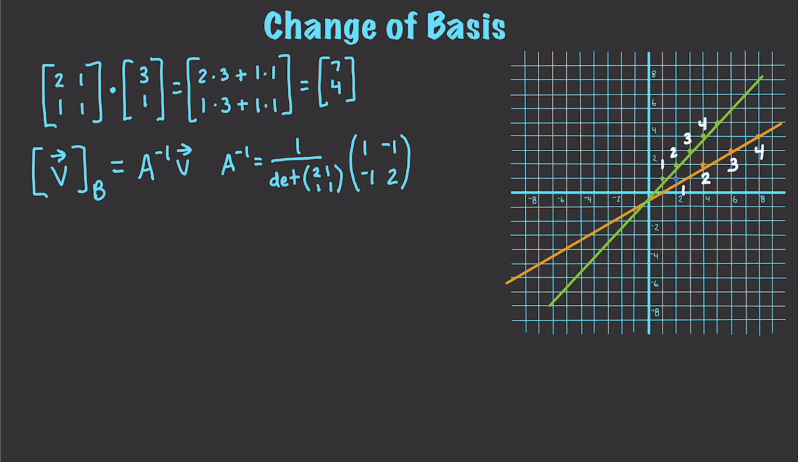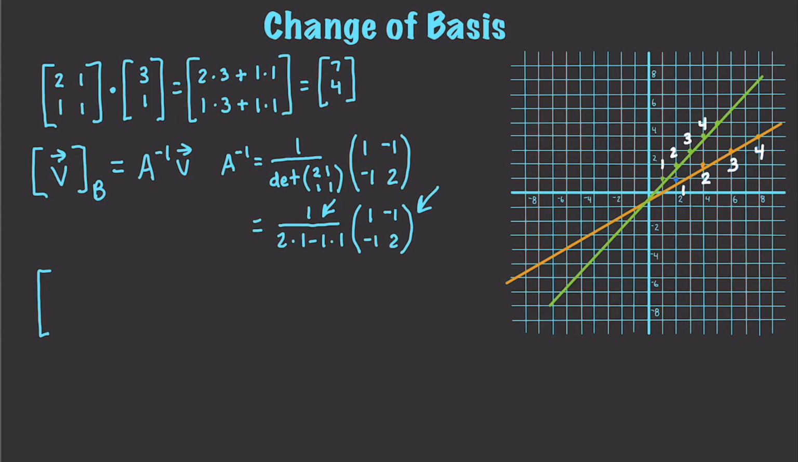And if we work this out, the determinant is 2 times 1 minus 1 times 1, and this actually ends up being equal to 1, which I think you can easily see there. And so this ends up being 1, negative 1, negative 1, and 2. So that means that this is our inverse. Since we're multiplying that times 1, there's no point in going through that.